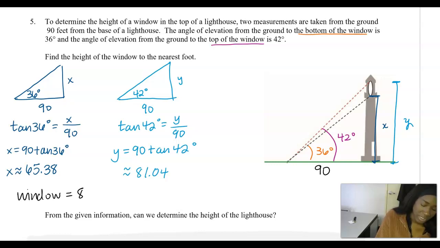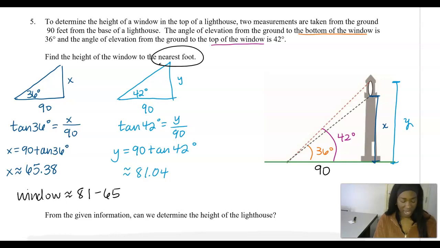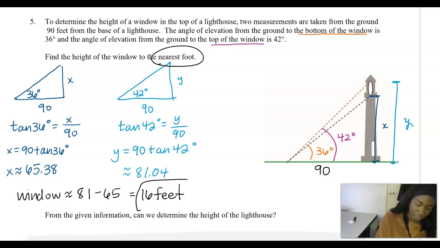So now that we have both y and x, we can find the height of the window by subtracting them. I'm going to go ahead and start rounding here because we're rounding to the nearest foot. So this 81 minus 65, taking the 81.04, subtracting the 65.38, gives us that the window is about 16 feet tall.